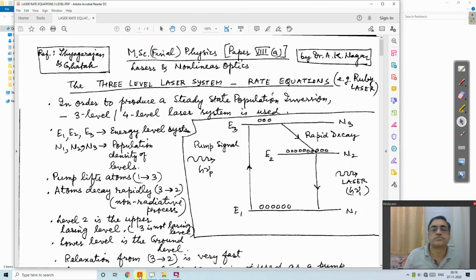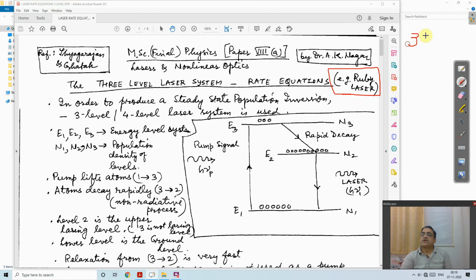Welcome students. In this lecture, we shall understand what is a three-level laser and we shall discuss its rate equations by using a simple model. You know that a ruby laser is an example of a three-level laser.